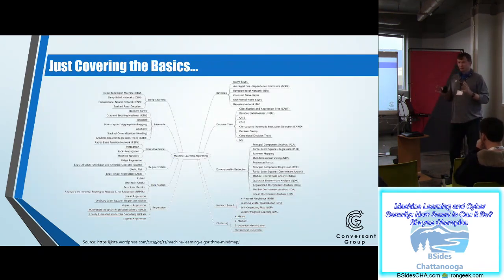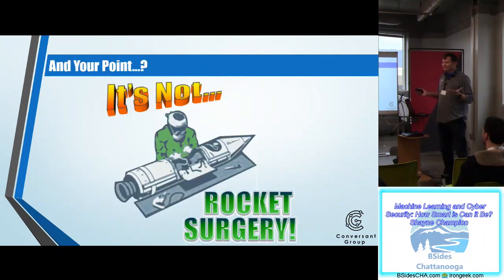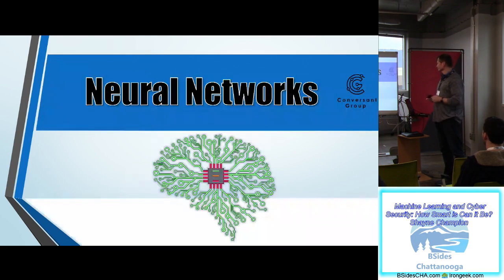Now, those are just a few of them. This is kind of a mind map of machine learning algorithms, and there's a lot to it. So again, this is not an extensive coverage of that. But the point really here, it's not rocket surgery, right? You don't have to go too far to kind of understand what we're doing. And all of the fluff marketing stuff is really still just probabilistic math. Now, neural networks are a little bit of a different animal, so let's take a look at those.